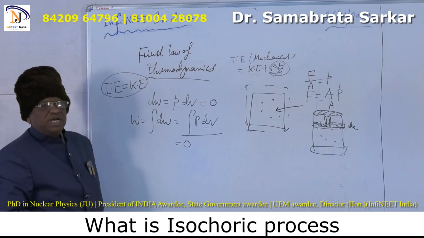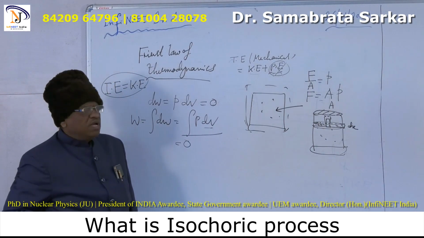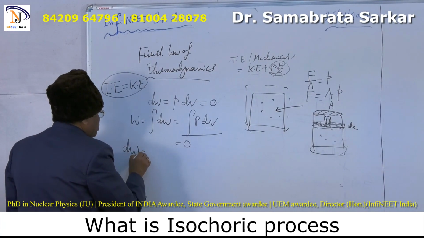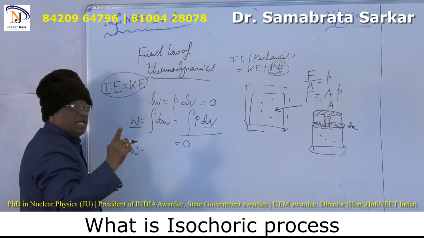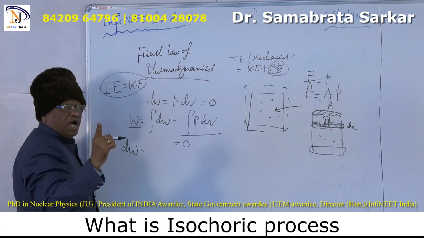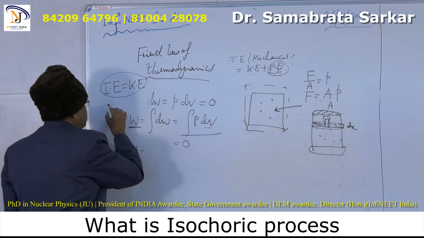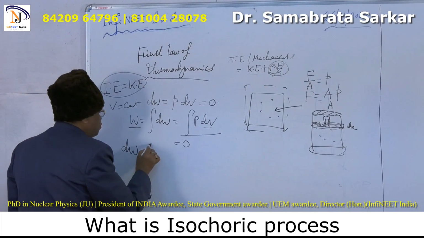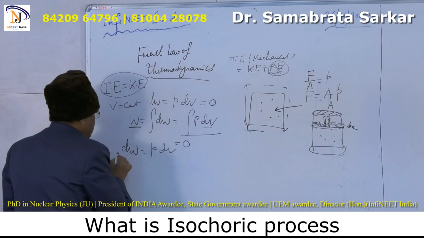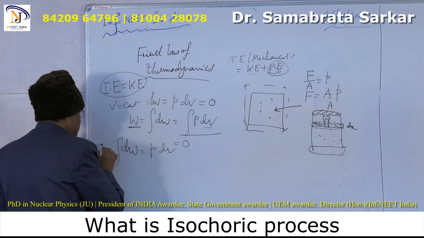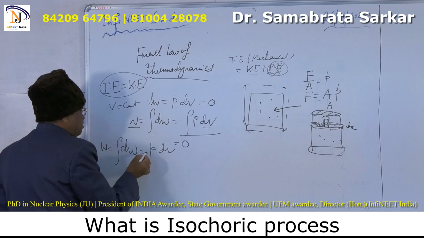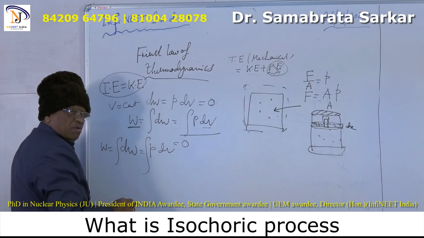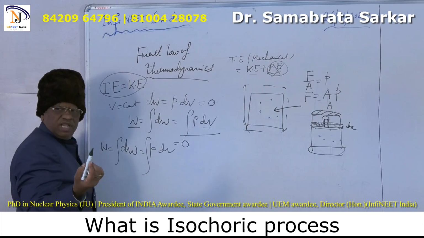Okay. What is an isobaric process? Pressure is constant. Then you can write dW. So no work is done in an isochoric process, since V is constant. dW equals P into dV. Then if you write like this, what type of process is it that I am going to discuss? Isobaric process. The volume is variable.